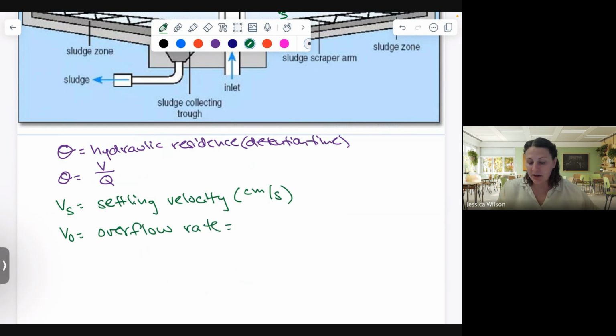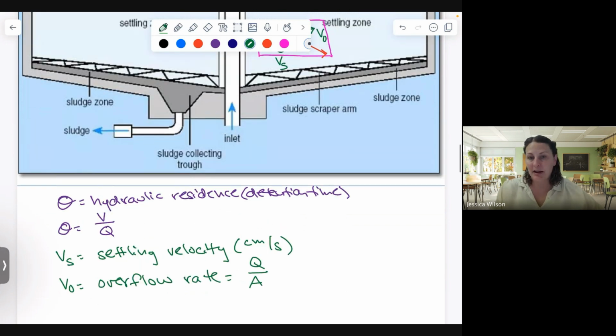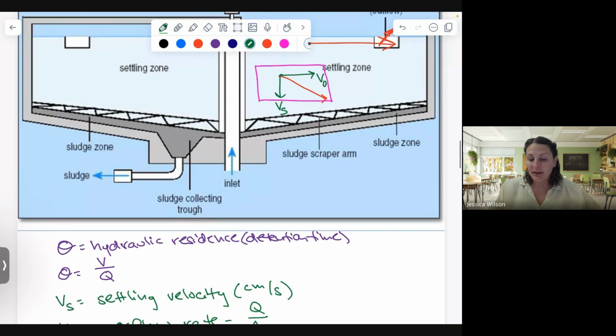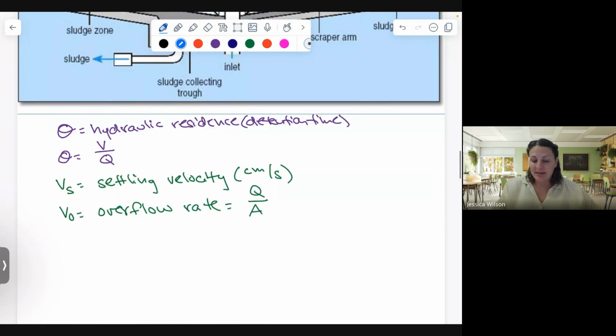This is also equal to our flow rate divided by the surface area. So if we want our particle to follow this nice trajectory, then our settling velocity should be equal to our overflow rate.